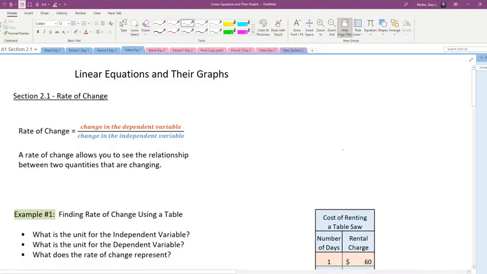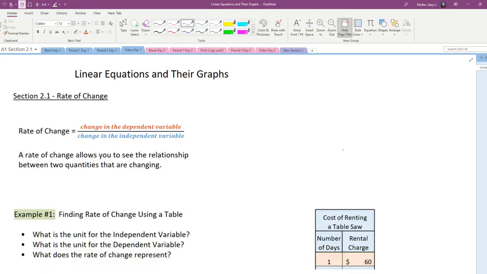All right, in this video, we're going to be starting Chapter 2, Unit 2, which is going to be on linear equations. Today, we're going to be focusing on this concept called the rate of change. And the rate of change has to do with the comparison between the dependent and the independent variables. So, the definition of the rate of change is the change in the dependent variable divided by the change in the independent variable. And what a rate of change allows you to do is see the relationship between two quantities as they change.